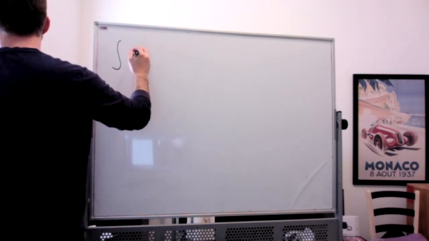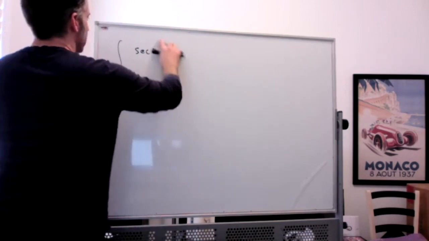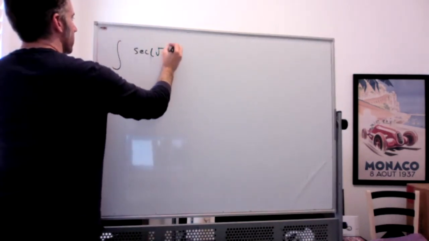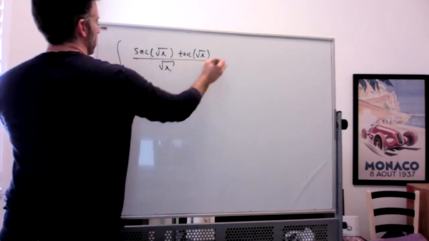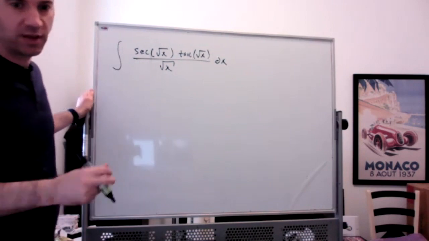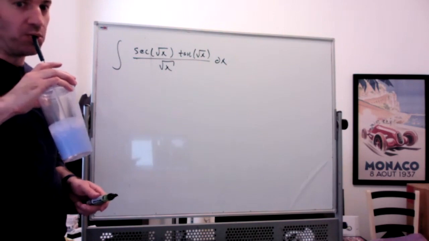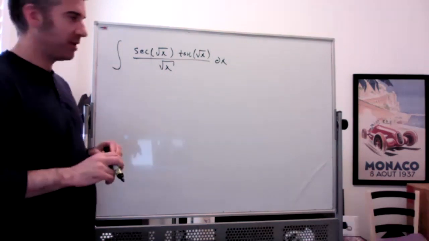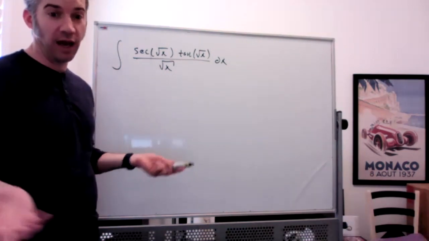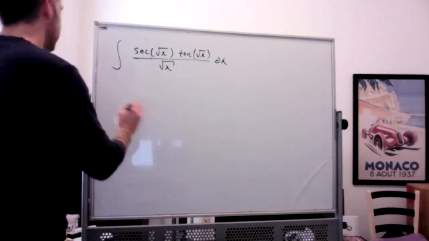Let's do the integral of secant of the square root of x tangent of the square root of x divided by the square root of x. Any guesses as to what our u should be? Somebody type something. I know you guys know what it is. You can even say words. Yes, thank you. X to the 1/2, aka the square root of x.